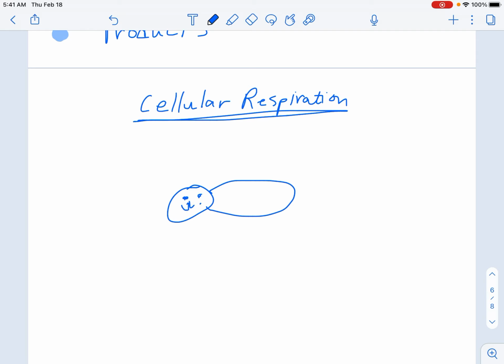Okay? I apologize, I'm a terrible artist. But I've got my cat here. All right. So what we're going to do is we're going to talk about the things that the cat needs and the things that are produced through the cellular respiration.